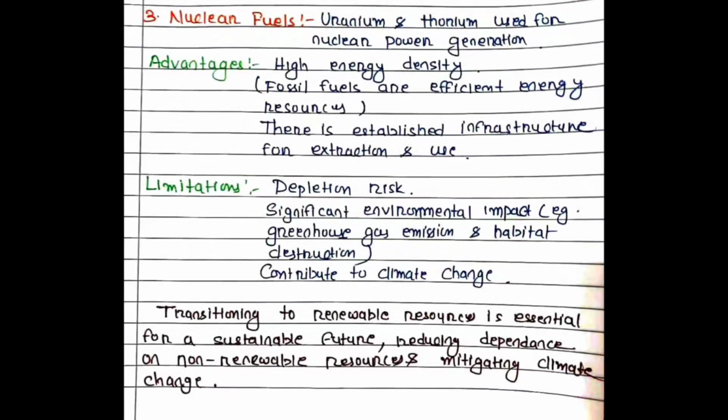Then the nuclear fuels. Nuclear fuels like uranium and thorium used for nuclear power generation are also non-renewable resources. These are also available in a limited amount. What are the advantages of the non-renewable resources? They have a very high energy density.